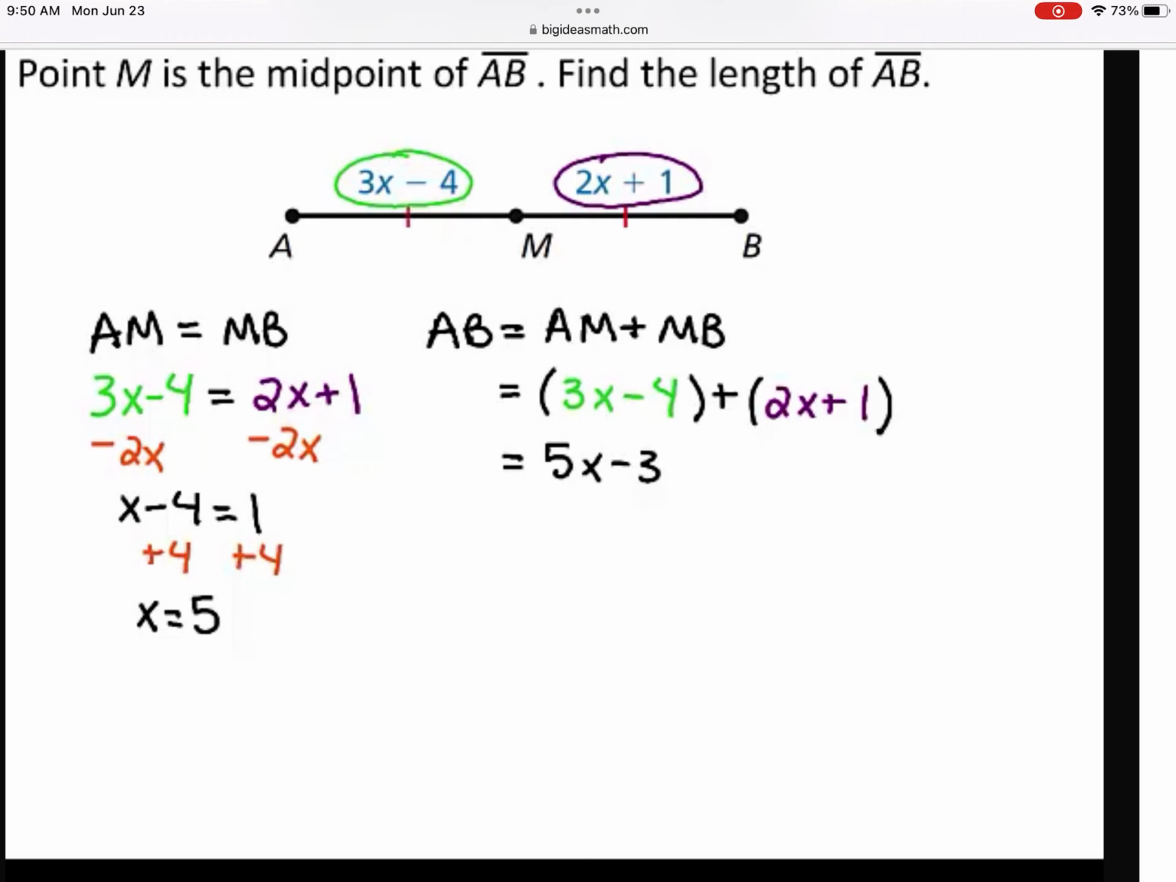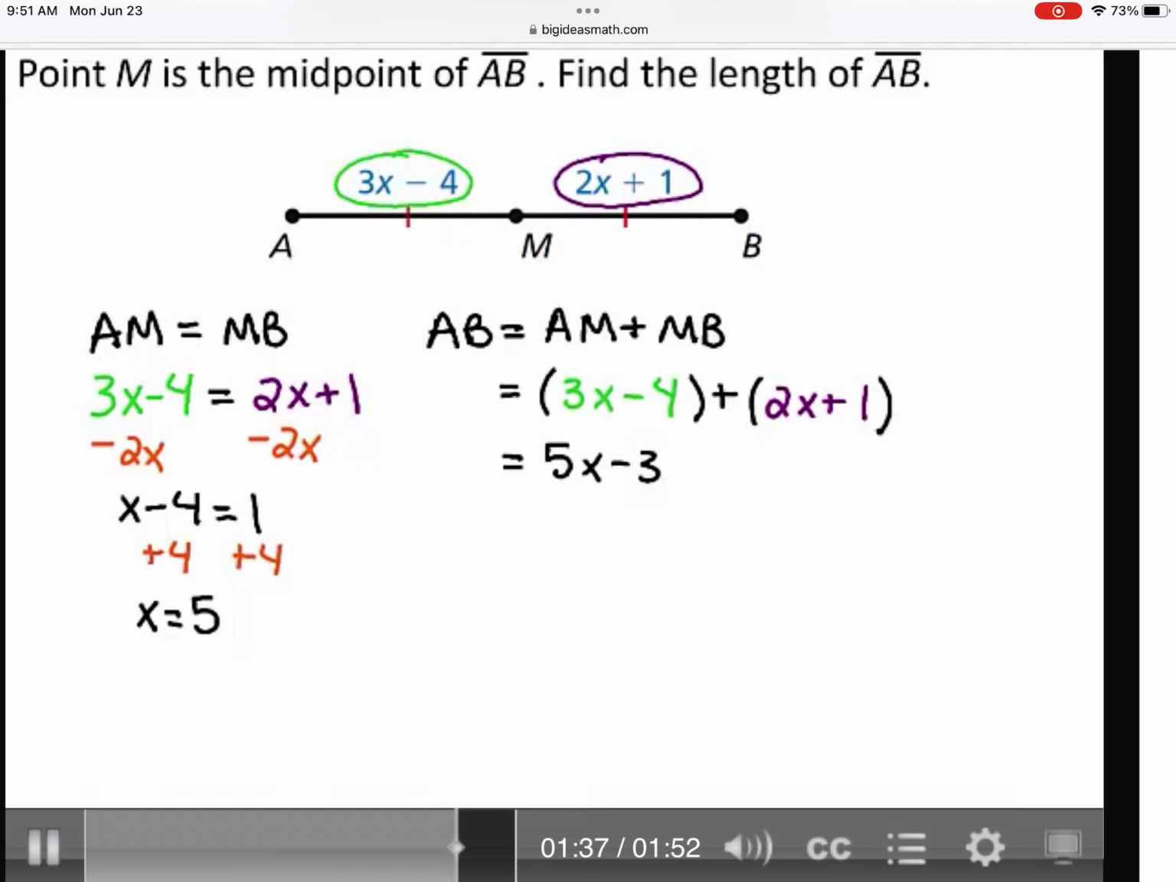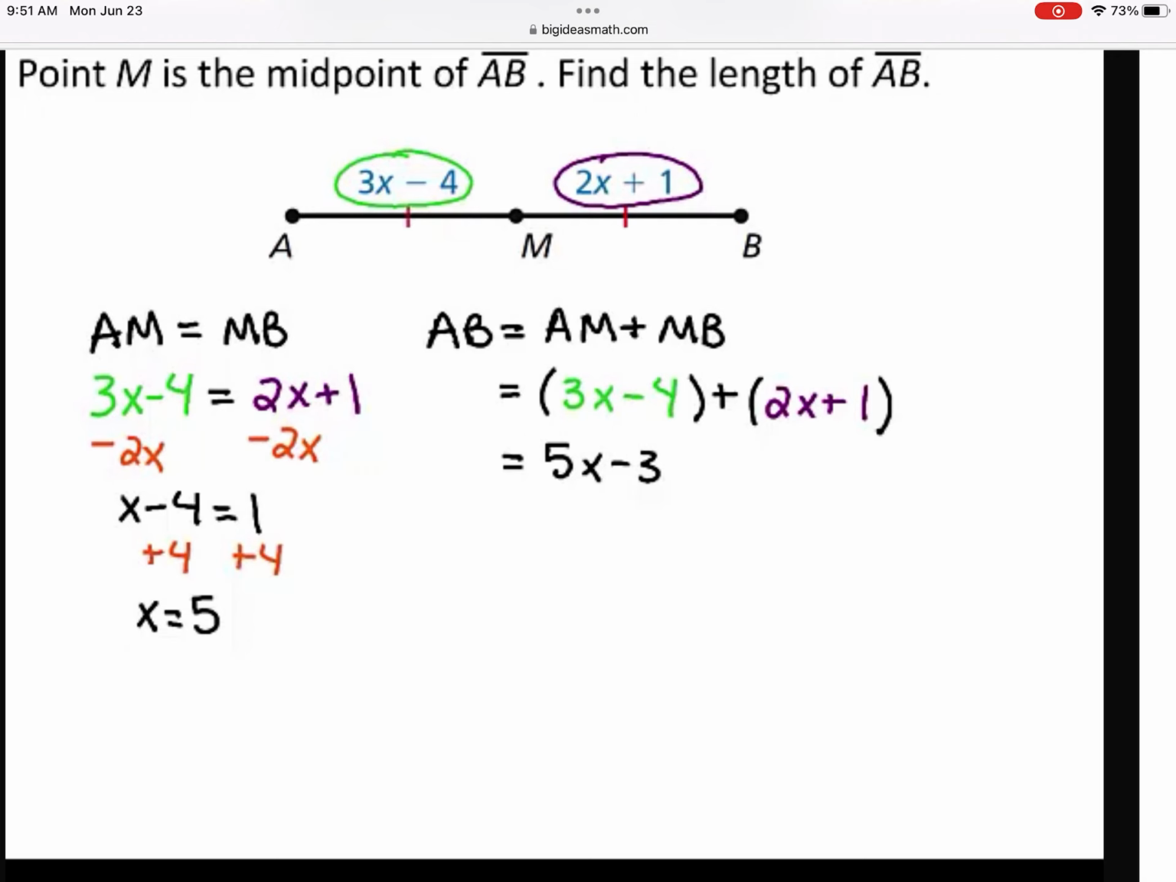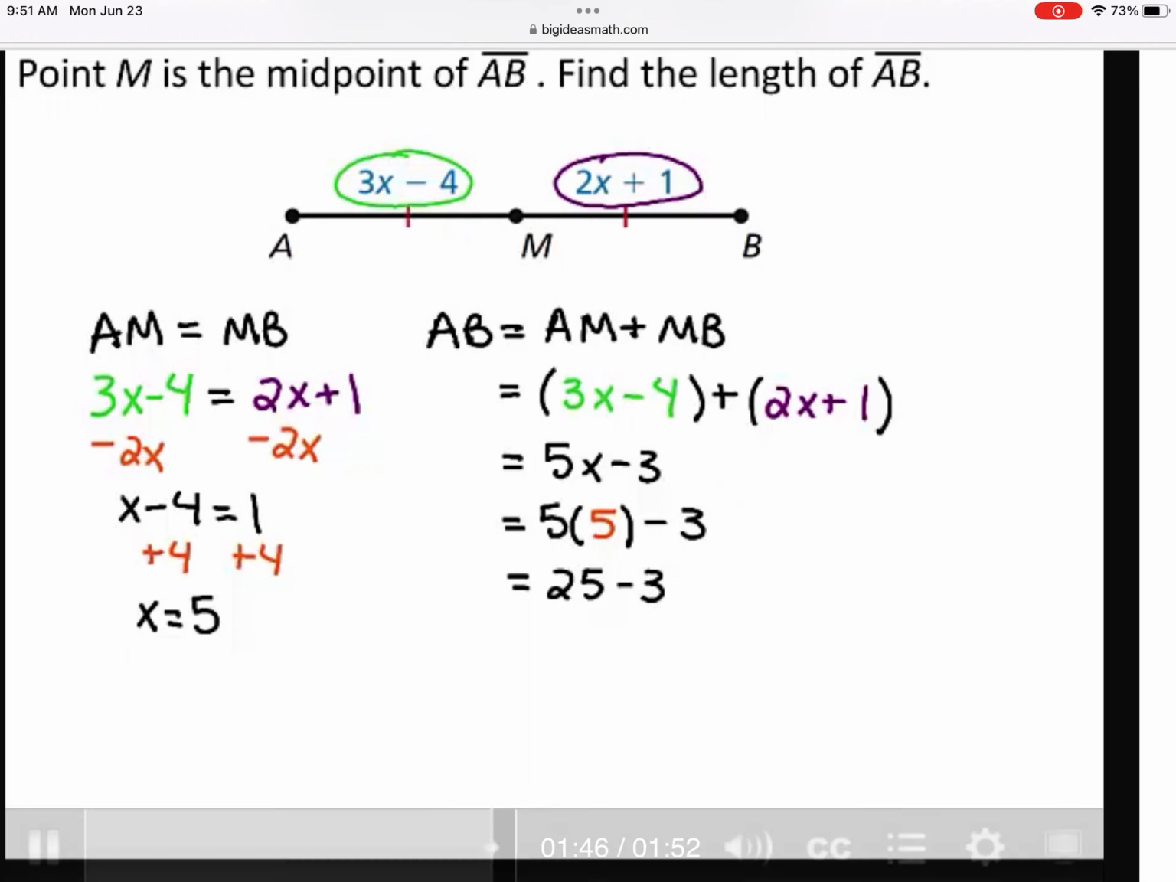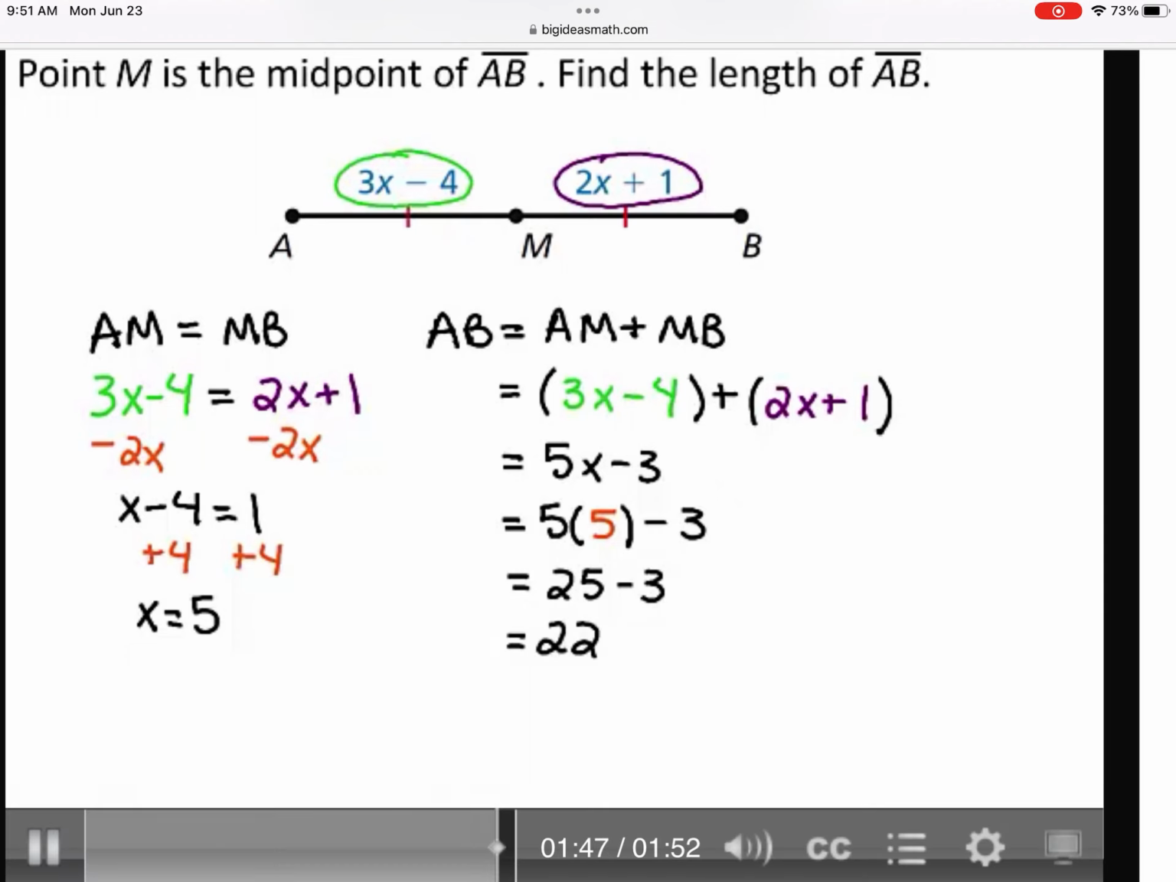Now, you found the value of x to be 5. So, you can substitute 5 in for x. When you simplify, 5 times 5 gives you 25, and 25 minus 3 gives you 22. Therefore, the length of segment AB is equal to 22.